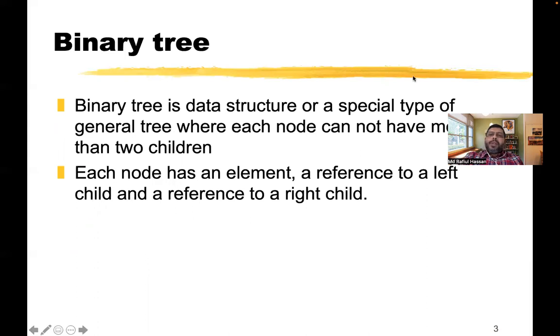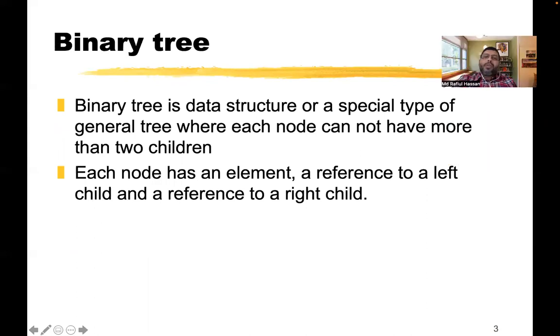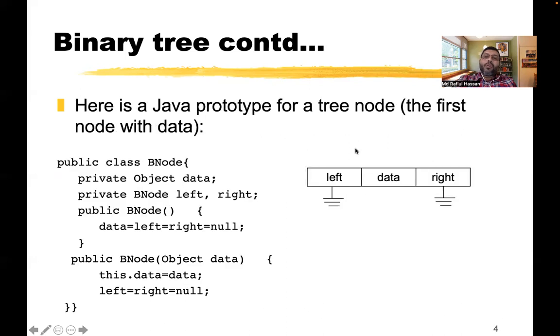A binary tree is a data structure or a special type of general tree where each node cannot have more than two children, meaning each node of the tree might have either zero children or one child or two children. It cannot have more than two children. And each node has an element, a reference to a left child and a reference to a right child. I'll show you the shortcut prototype of this node.